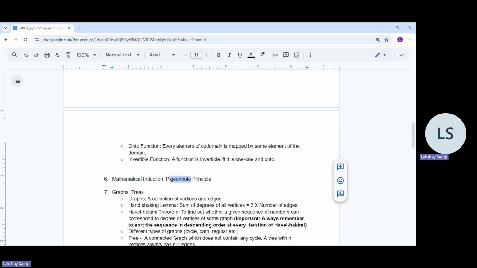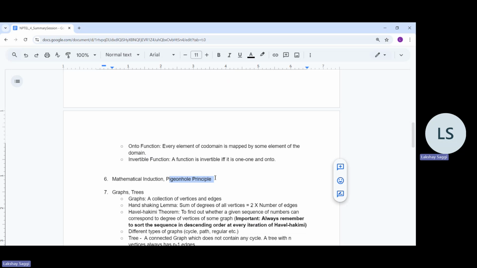And then there's the concept of the pigeonhole principle, which was also covered. The pigeonhole principle in itself seems like a very basic and naive thing. So what does the pigeonhole principle say? Suppose there are n holes in a building, and pigeons have to sit in those holes. But if we have n plus one pigeons, then there will exist at least one hole in which two pigeons are sitting, right?